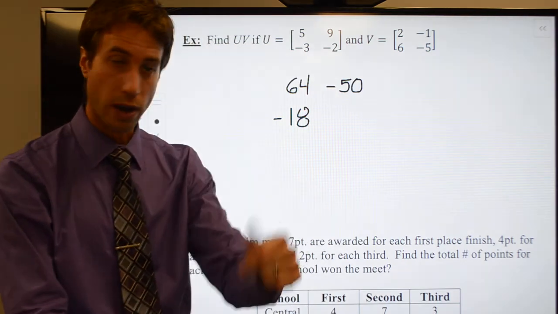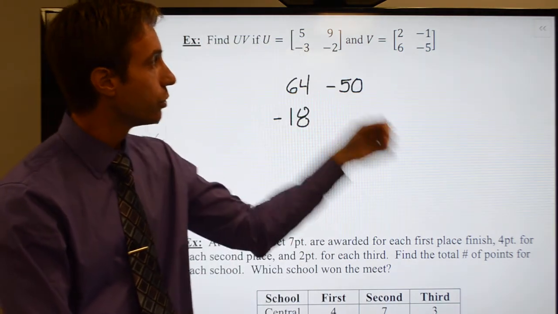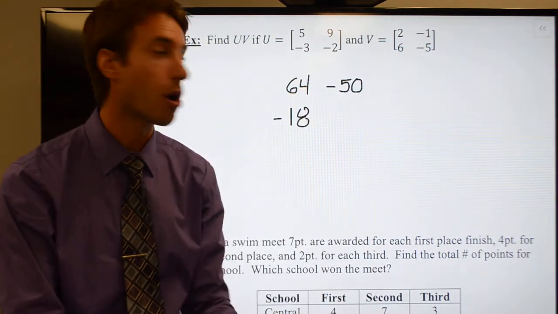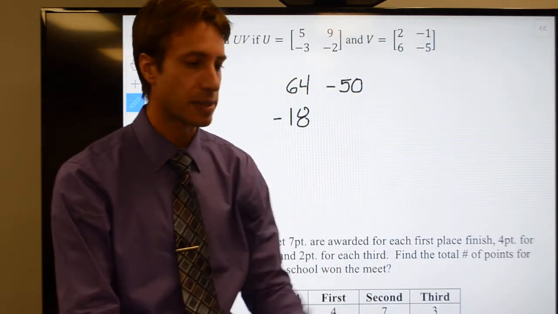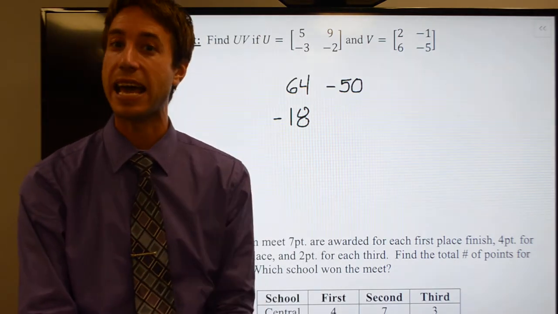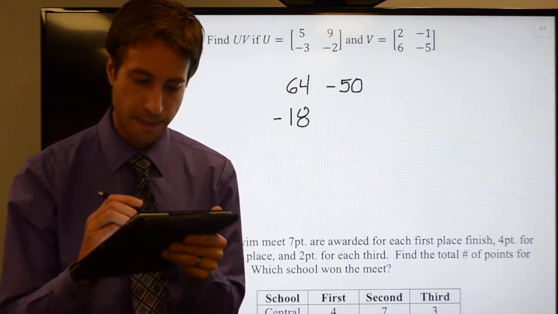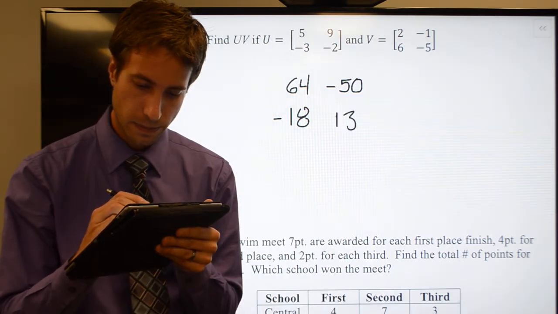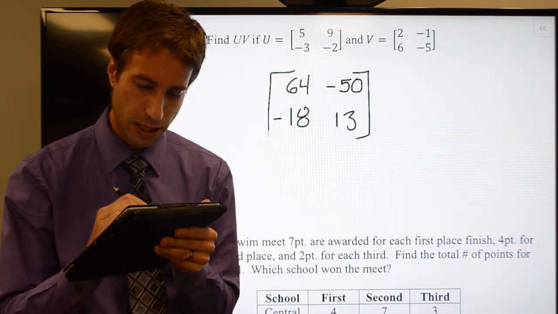Okay, one last one to go. Row 2, column 2, negative 3 times a negative 1 is going to be a positive 3. Negative 2 times a negative 5 is going to be a positive 10. 3 plus 10, 13. That is my product matrix.